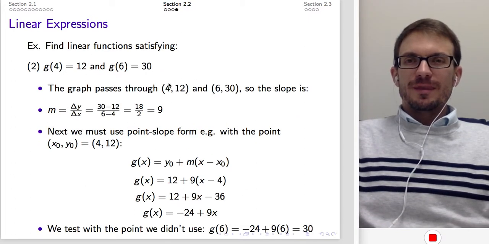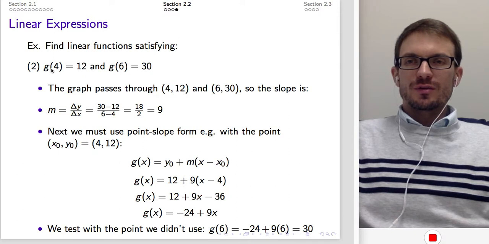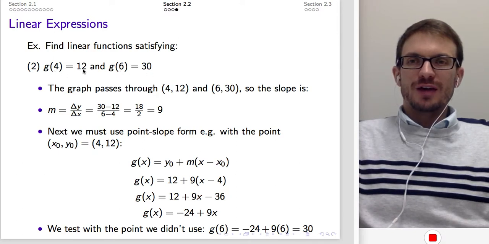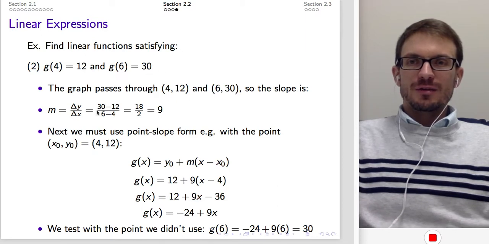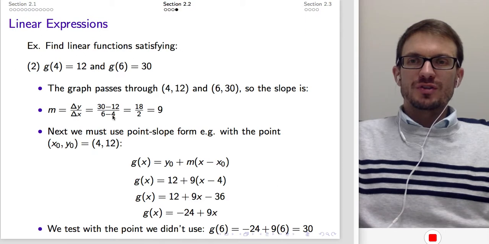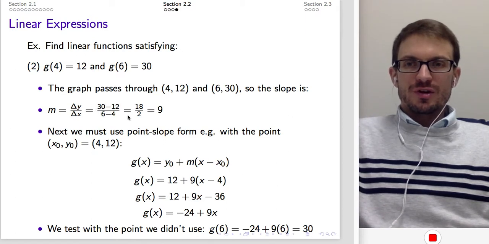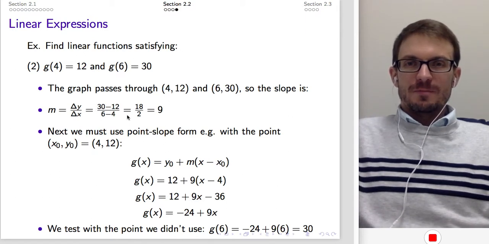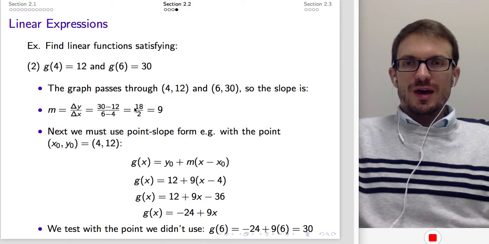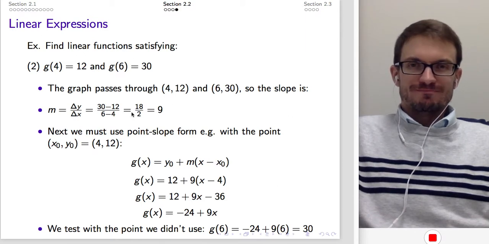Okay, in this other one, we have 2 points. We have (4, 12) and we have (6, 30). Whichever is our input, that's our x. So my 4 is my x, my 12 is my y, my 6 is my x, my 30 is my y. What's my slope? 30 minus 12 over 6 minus 4 is 9. Alternatively, suppose I had switched this around and had 12 minus 30 over 4 minus 6. I think that's what I did in class. Then you'd have minus 18 over minus 2, still 9.